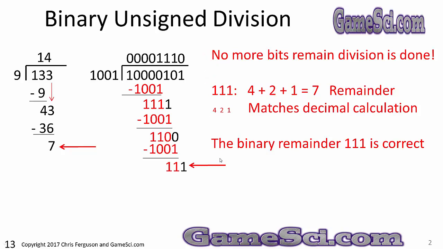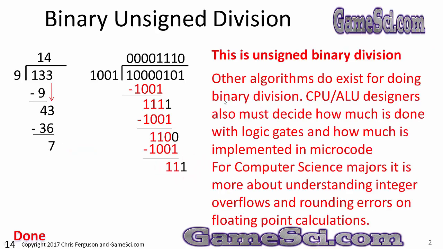Let's check the remainder. The remainder of my binary unsigned division is 111. Putting that over the powers of 2, 4 plus 2 plus 1 is 7. The remainder also matches my decimal calculation. Binary remainder of 111 is also correct. Notice how I checked my results. Decimal division, result, and remainder matched the result of my binary unsigned division, result, and remainder. This is unsigned binary division.